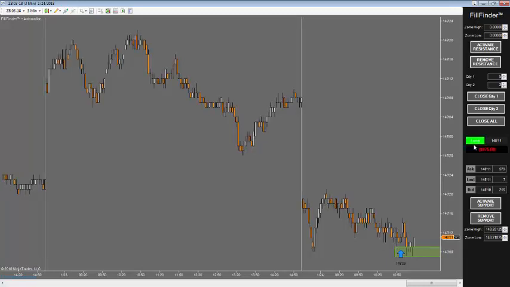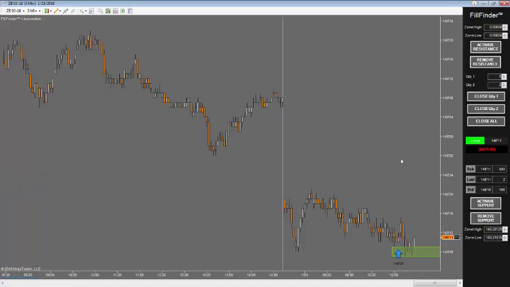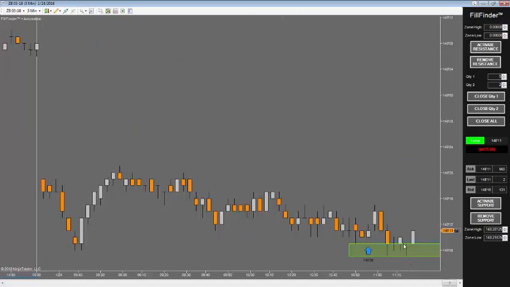You can see long 148.11. I will zoom this in a little bit. So the stop is just outside of this structure here, 148.06, long from 11. So that's an initial risk of 5 ticks.